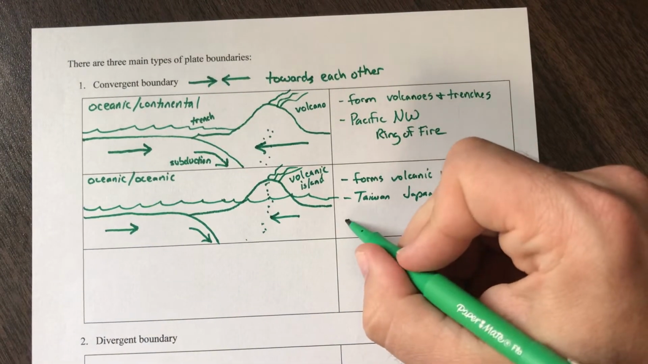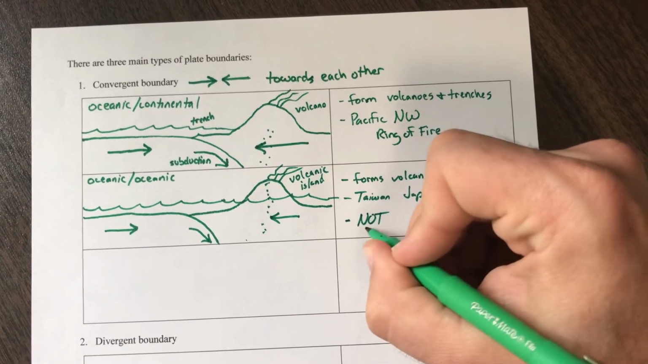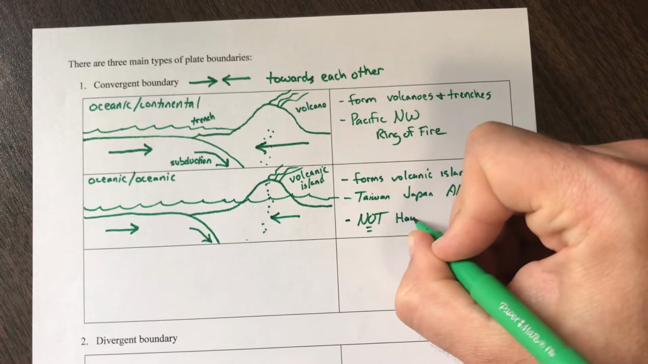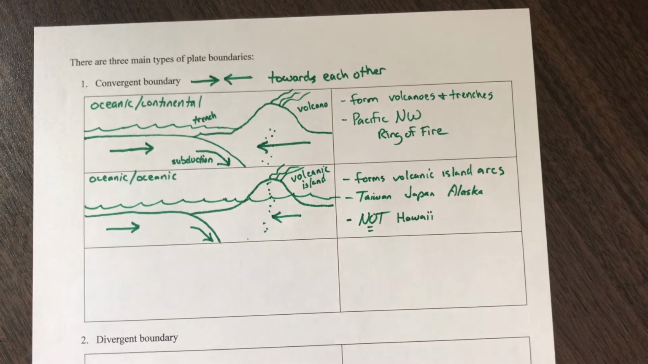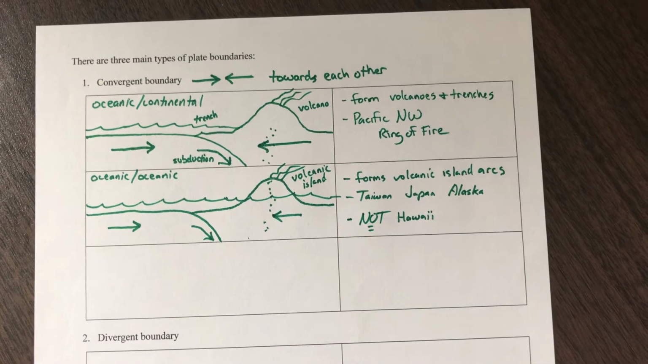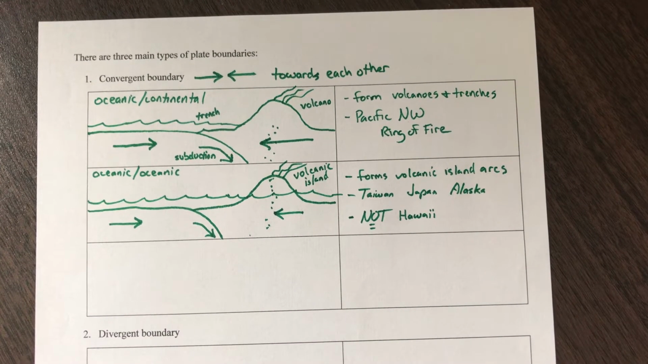Now, it's important to note, this is not how we get Hawaii. Hawaii was formed a very different way, not because of the result of subduction.